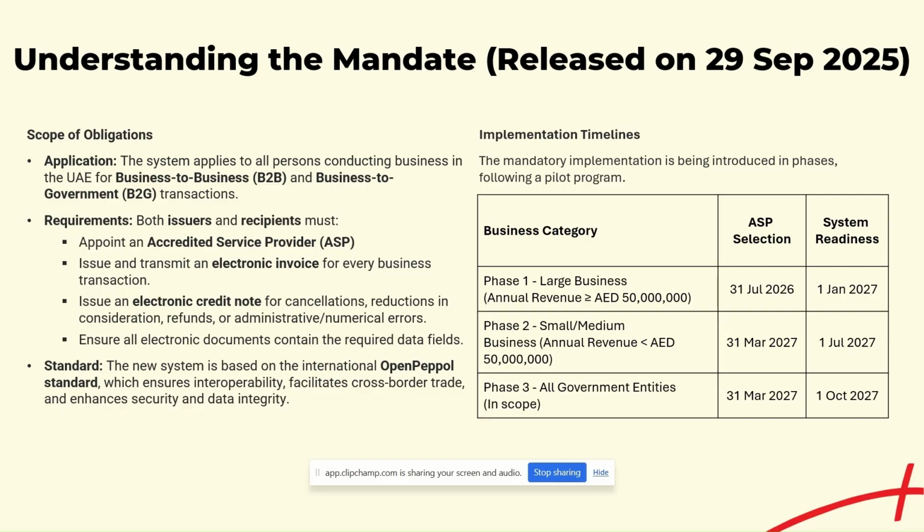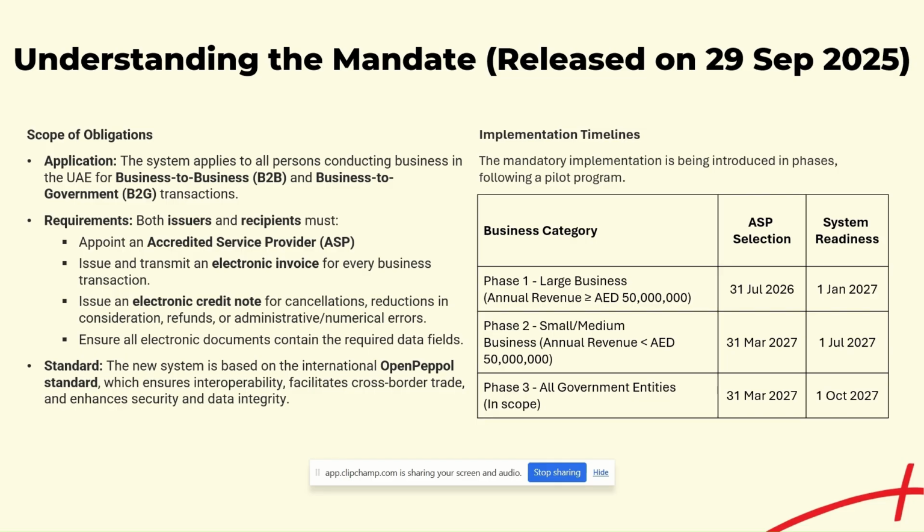Now the implementation timelines and categories. Companies whose annual revenue is more than 50 million have to select the ASP by 31st October 2026. There is a slight change in the date: previously it was 31st July, and now it is 31st October 2026. Their system should be ready by 1st January 2027, and there is no change in that date.